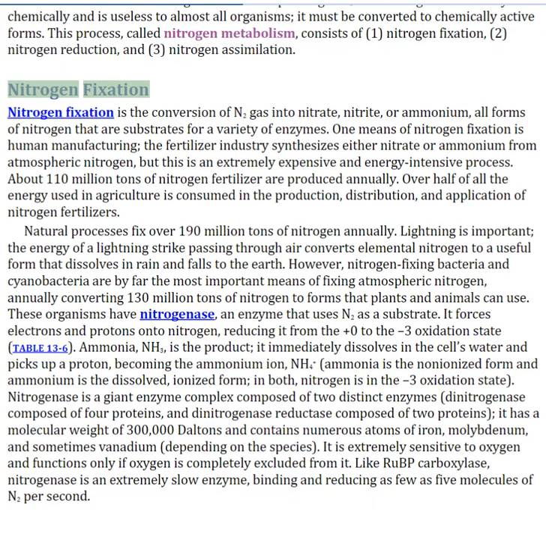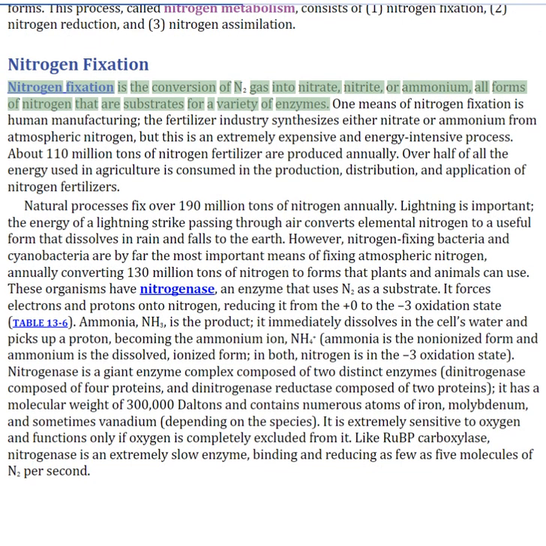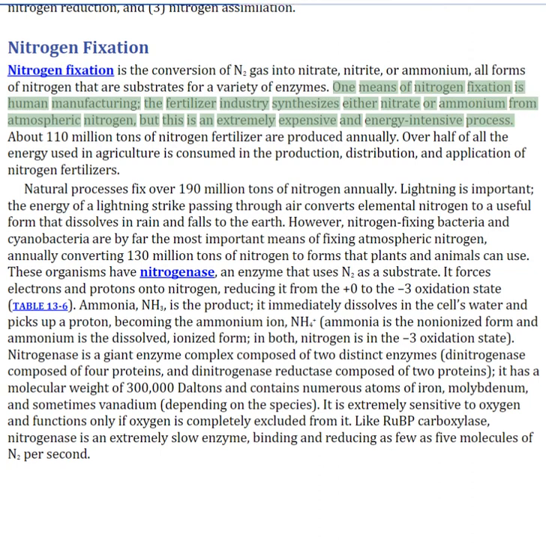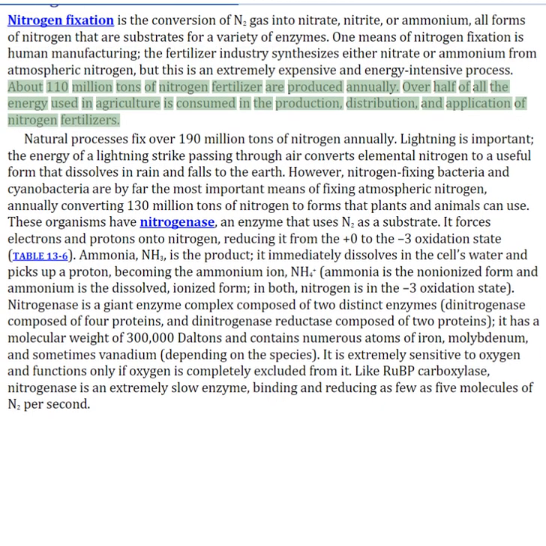Nitrogen fixation. Nitrogen fixation is the conversion of N2 gas into nitrate, nitrite, or ammonium, all forms of nitrogen that are substrates for a variety of enzymes. One means of nitrogen fixation is human manufacturing. The fertilizer industry synthesizes either nitrate or ammonium from atmospheric nitrogen, but this is an extremely expensive and energy-intensive process. About 110 million tons of nitrogen fertilizer are produced annually. Over half of all the energy used in agriculture is consumed in the production, distribution, and application of nitrogen fertilizers.